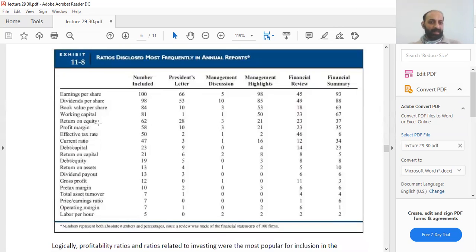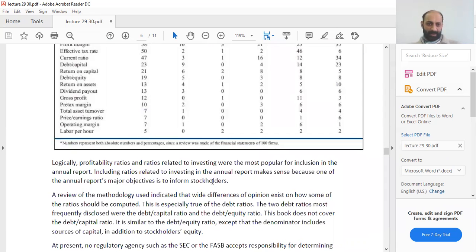The second one is dividends per share, which was in 98%. Out of a total of 100 reviewed, 98 had the dividends per share in it. Now you will note that the least popular ones were labor per hour, operating margin, and so on. These did not hold a lot of significance in the eyes of those 100 companies.